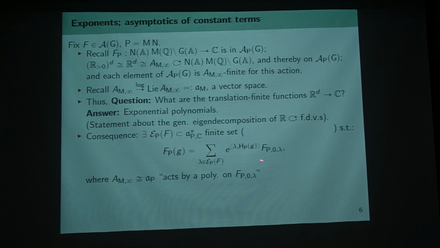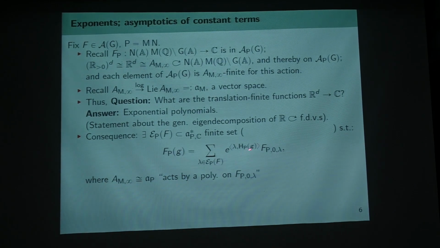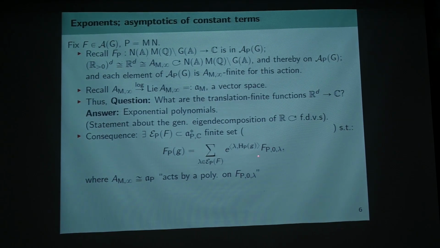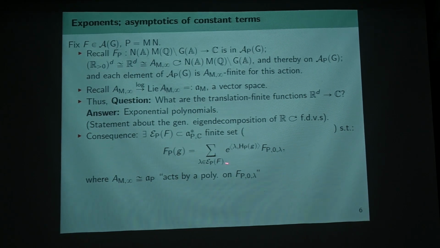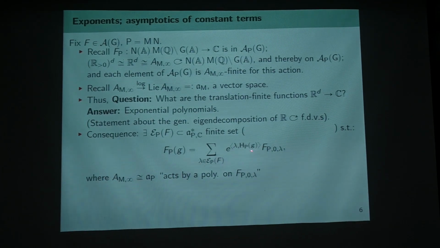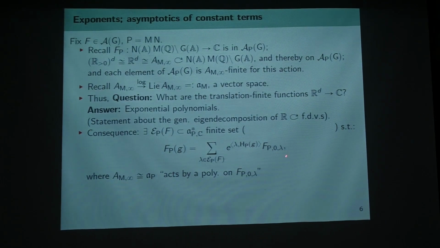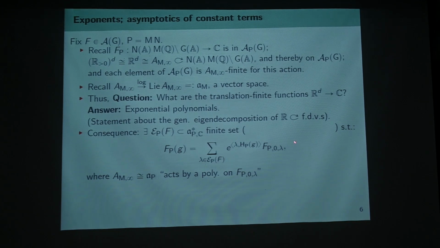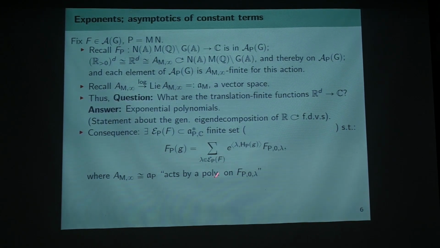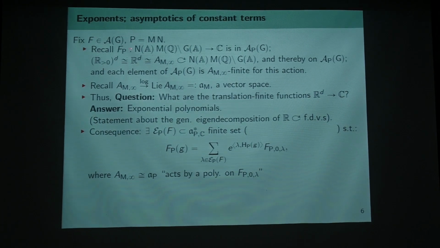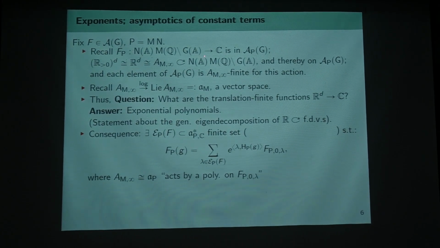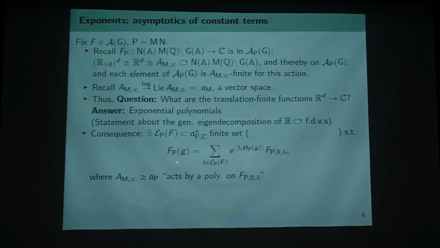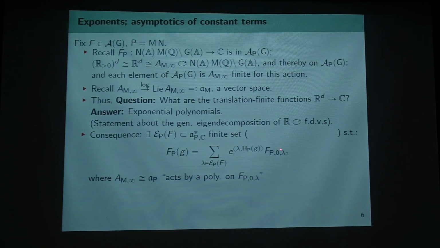Okay, so what is it going to look like? So I have written here only the exponential part. The polynomial part has been absorbed into these auxiliary expressions f_{P,0,lambda}. Okay. So the point is that f_P of g will be some exponential function which will only depend on the A_{M,∞} coordinate, which is what we have denoted by H_P of g, together with something where this group acts by a polynomial. Okay. So all that I have tried to convey in this slide is that if you have an automorphic form, its constant term along P will have an action of this A_{M,∞}, and that action will be basically by some exponentials and some polynomials.